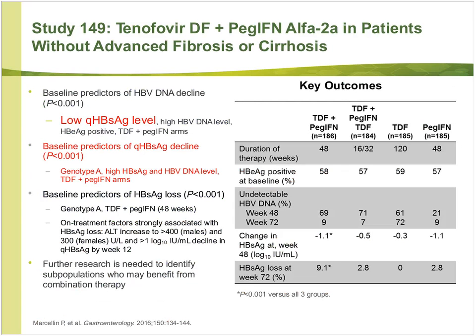And here we're going to basically say the baseline predictors of HBV DNA decline with a p-value of 0.001 included a low quant S level at baseline. So what predicted quant S decline? Genotype A. Interestingly here, high S antigen and high HBV DNA levels at baseline. So you look at this, you have to look at your therapy, and you have to look at the dynamic on treatment to define who's likely to lose S antigen.